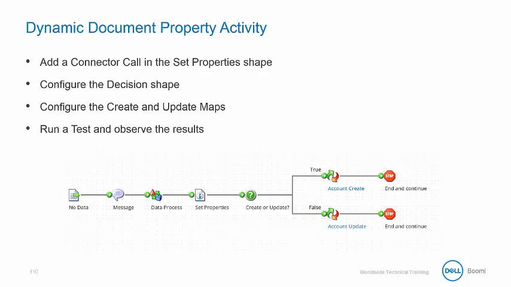Now, this process is only a test, so we will not actually create new or update accounts in an endpoint data storage system. You'll see here that both the true and the false paths lead to stop shapes, not to connectors. So this activity is intended only to demonstrate how to configure and retrieve dynamic document properties using a connector call.